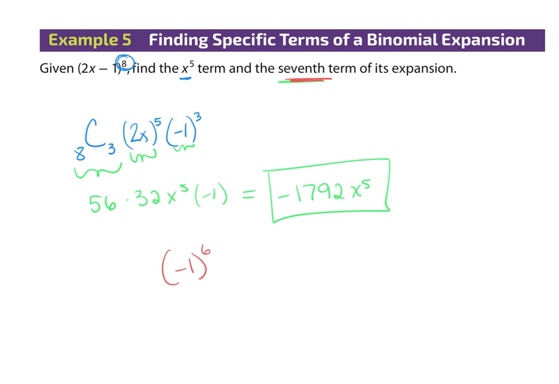6, right? If it's the 7th term and it started at 0, my second term should be at 6. They always add up to 8 for this guy, right? So my first term then should be at what power? 2. And my combination is always going to be 8 and follow this one. That is going to be my 7th term.